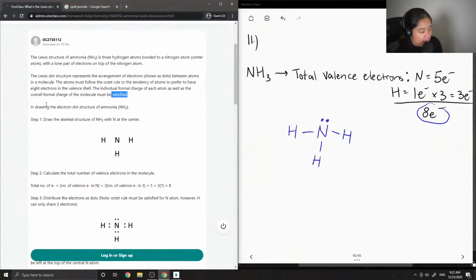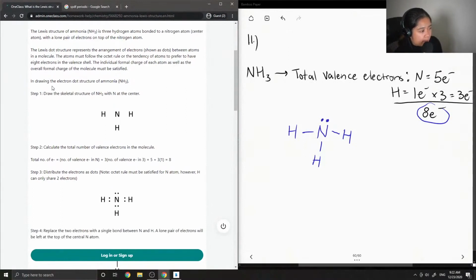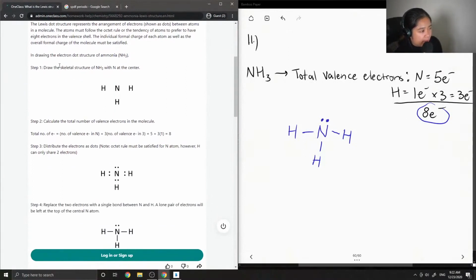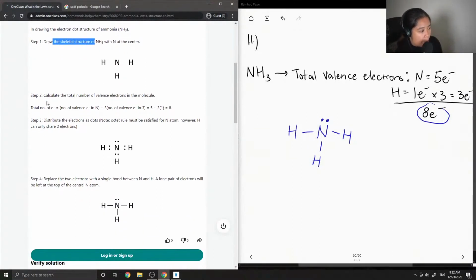In drawing the electron dot structure of ammonia, step 1, draw the skeletal structure of NH3 with nitrogen at the center. Step 2, calculate the total number of valence electrons in the molecule. So I like to do this one first, but I guess it doesn't matter too much. But they found it to be 5 plus 3, which is equal to 8.